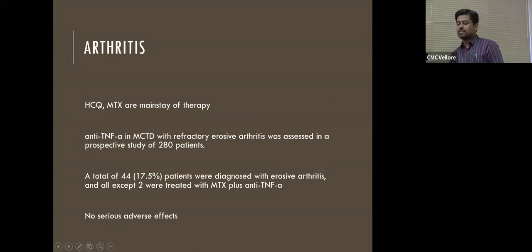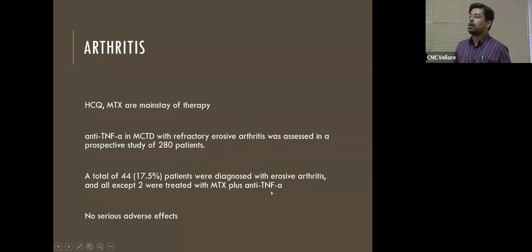For arthritis, your mainstay will be HCQ and methotrexate, similar to the arthritis in lupus or RA. If it's more aggressive, erosive, you'll use methotrexate up front with HCQ. If it is mild, non-erosive, probably hydroxychloroquine will do the trick. However, anti-TNF have also been used. In a prospective study of 240 patients, almost 44 had erosive arthritis, and all except 2 were treated with TNF plus methotrexate. So this is a combination which may be used.